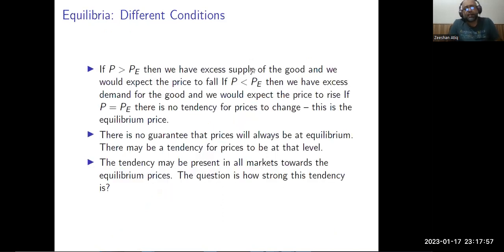Okay, so if you look at the different conditions of the equilibria: if P is greater than PE, then we have excess supply of the goods and we would expect the prices to fall. If the price is less than PE, then we have excess demand for the goods and we would expect the price to rise. If P is equal to PE, there is no tendency to change.